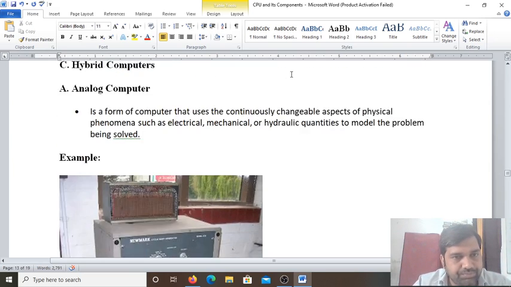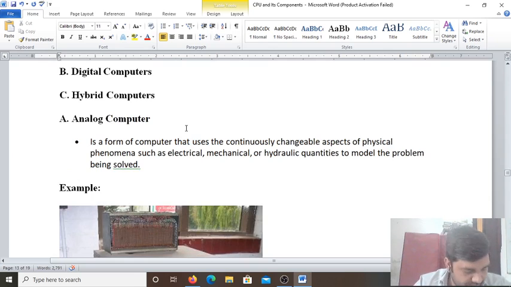Now first, you see the analog computer. An analog computer is a form of computer that uses the continuously changeable aspects of physical phenomena, such as analog signals, electrical, mechanical, or hydraulic quantities to model the problem being solved.